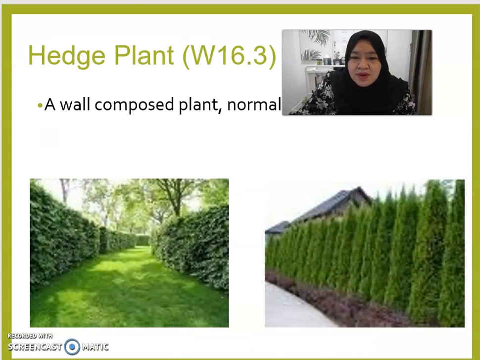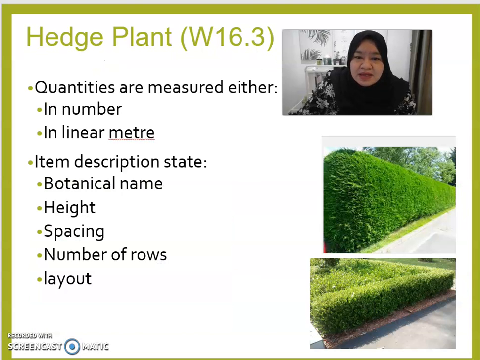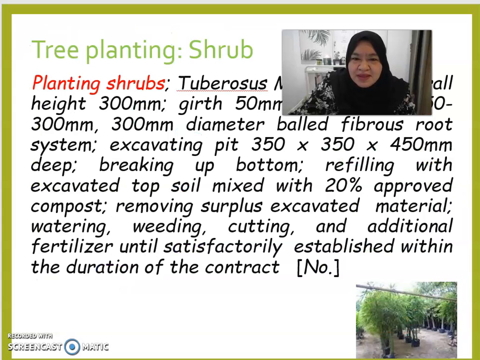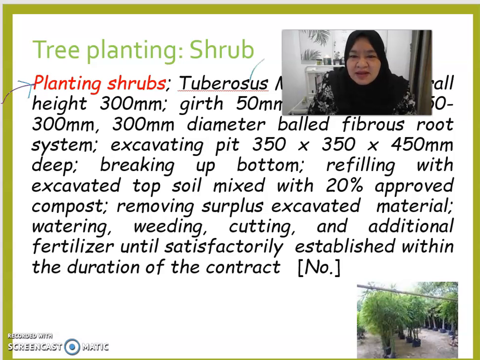Hedge plant, a wall of compact plants, and normally shrubs. And hedge plant can be measured in number, also in meter. Two options, number and meter, depending on the situation. And in the item description, state the botanical name, height, spacing, number of rows, and the layout. Hedge plant is normally used for maze kind of games. Example, planting the shrubs. This is the nature of work that needs to be done. This is your botanical name, that's correct.